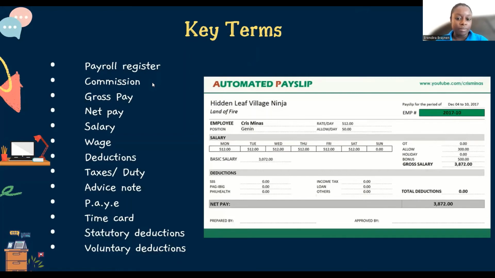So that's additional pay. We have gross pay, which just represents your pay after any additions were added to it. So that's your base pay plus additional pay. We have net pay, which is the amount that actually comes to your bank account as the employee. We have salary, which is just the way that a person is paid.